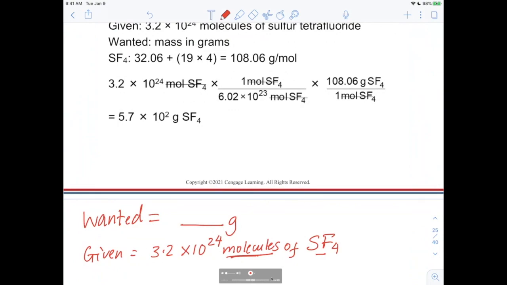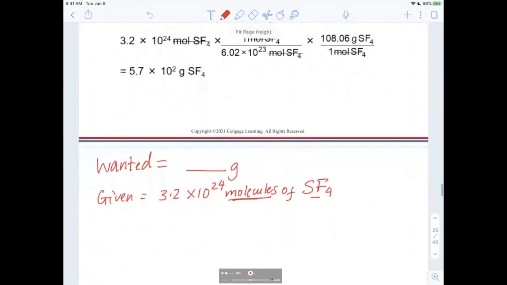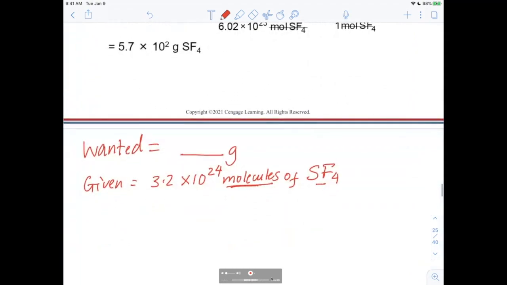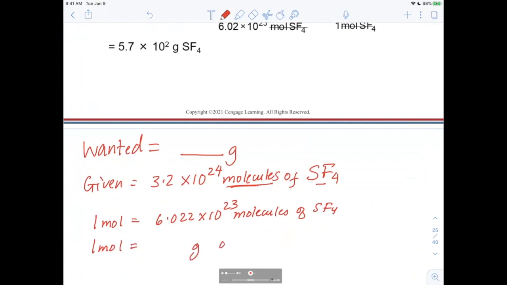You can't get from molecules to grams directly. You have to go through moles. So for here, when you see the term molecule, think moles. Even though they're not the same thing, they're usually just a step apart. So when I see the word molecule, I usually write 1 mole equal 6.022 times 10 power 23 molecules of SF4. Or 1 mole equal, what's the other one? Grams of SF4.